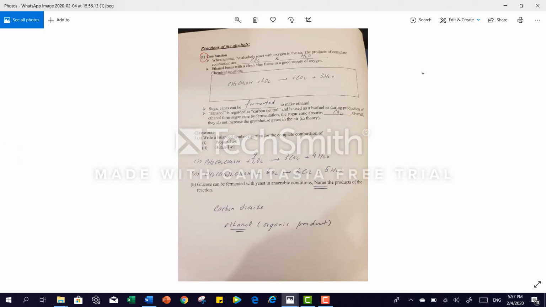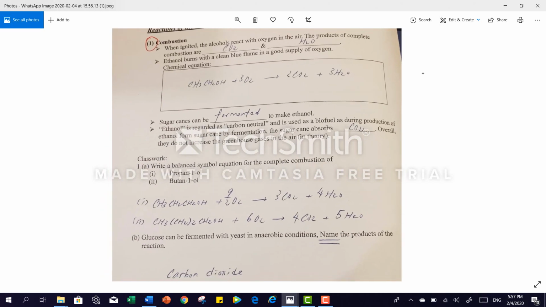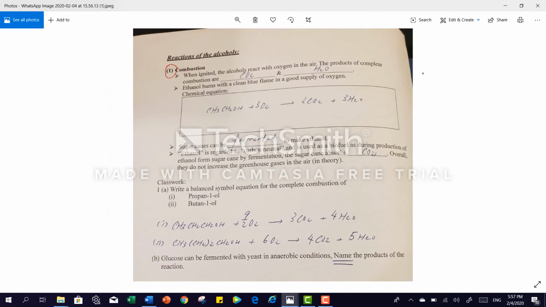Okay, combustion. This is the first reaction, combustion. When you burn something like alcohol in excess oxygen, carbon dioxide and water will be produced. This is the reaction we have talked about for a lot of time. And bear in mind that if the combustion is complete, the color of the flame will be blue, with a good supply of oxygen.